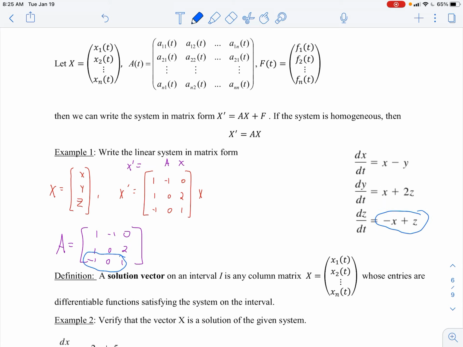And then we have negative 1, 0, 1. That's negative x plus 0y plus 1z. So that's why we have negative 1, 0, 1. Then we're just going to put this into our matrix form.